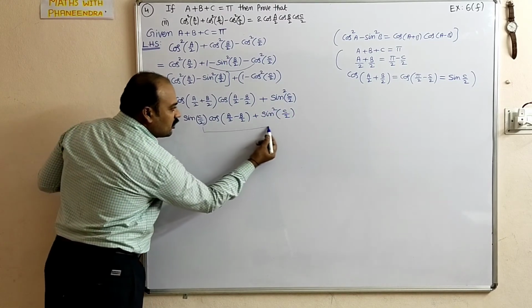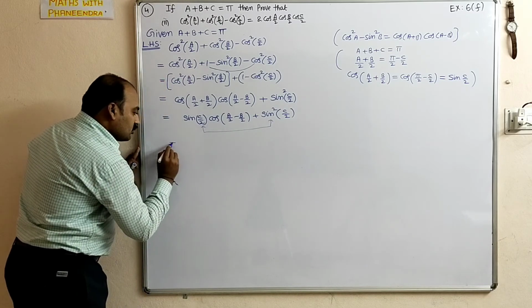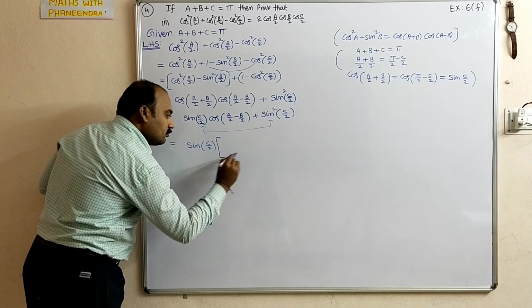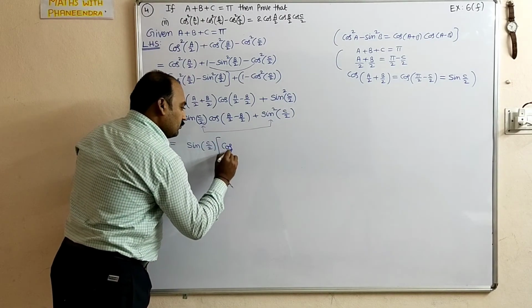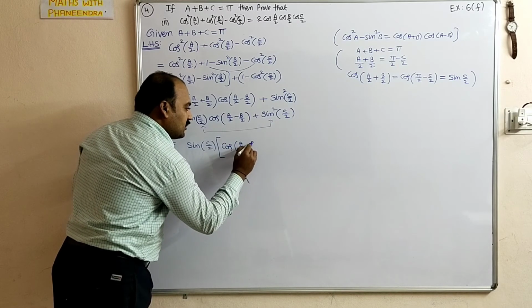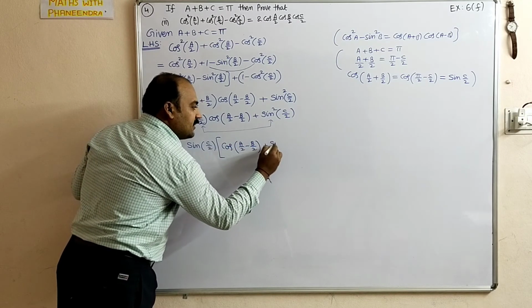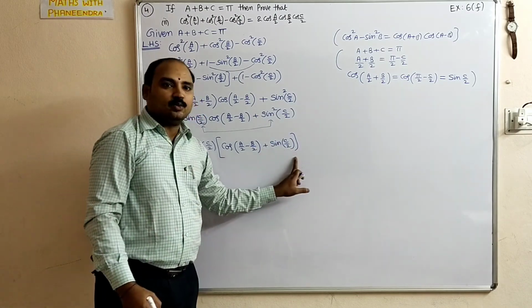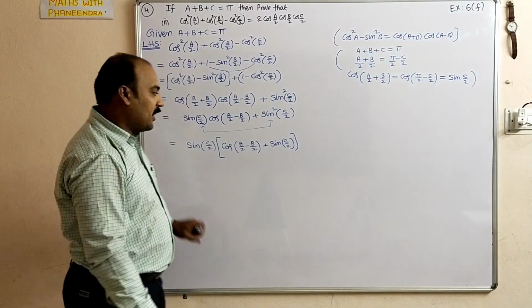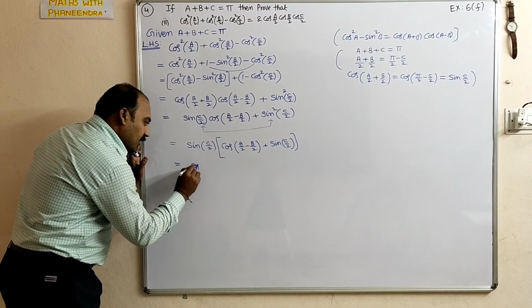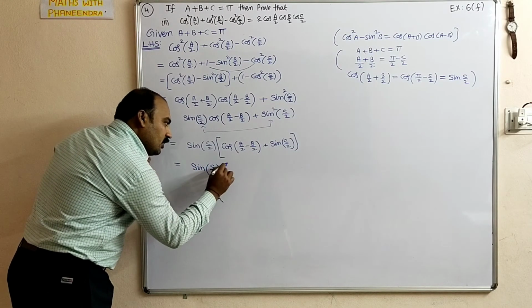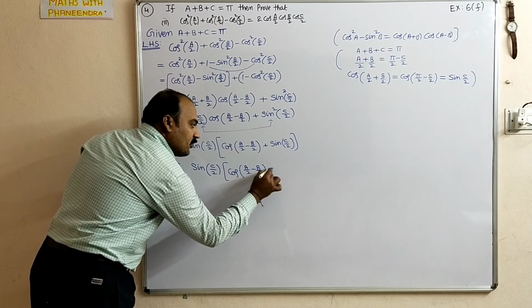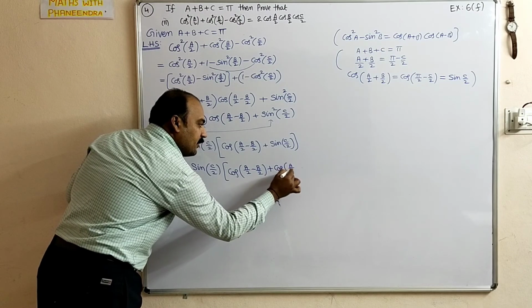Now sin C/2, take common from the first term and second term. So take out common sin C/2 into cos of (A/2 minus B/2) plus sin C/2. In place of sin C/2, again you have to replace with cos of (A/2 plus B/2), which is equal to sin C/2 into cos of (A/2 minus B/2) plus cos of (A/2 plus B/2).